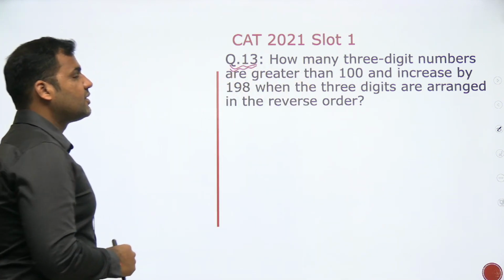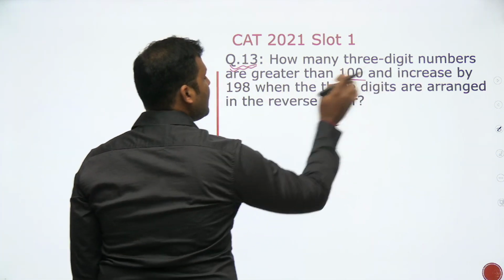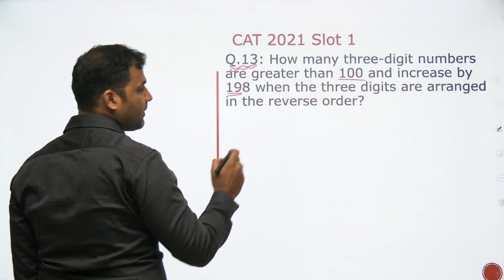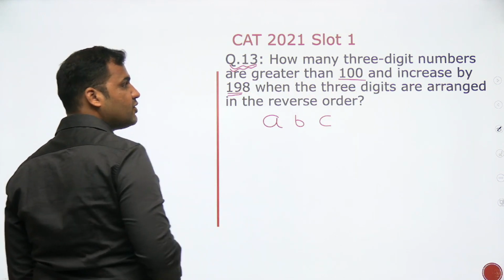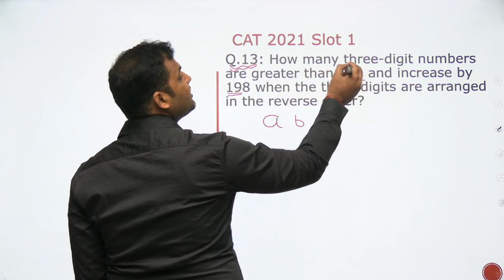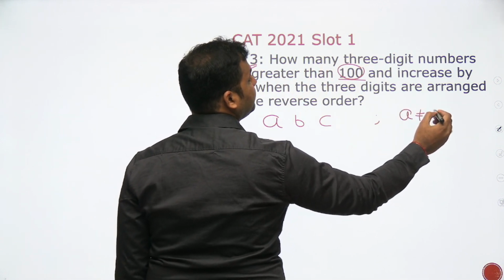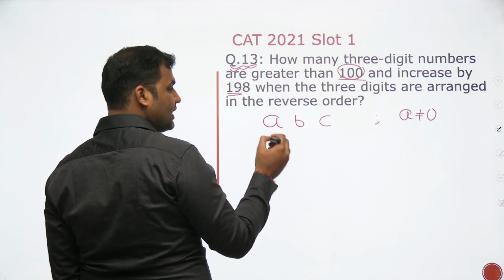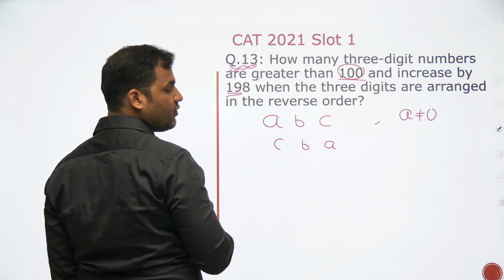For example, look at this question. How many 3-digit numbers are greater than 100 and increase by 198 when their digits are arranged in the reverse order? Let's assume a number which is a 3-digit number is ABC. 3-digit का number assume किया. Now because this number is greater than 100, so can I say that A cannot be 0? A 0 नहीं हो सकता है. Okay. And if I reverse the digits of the number, CBA, the number increases by 198.